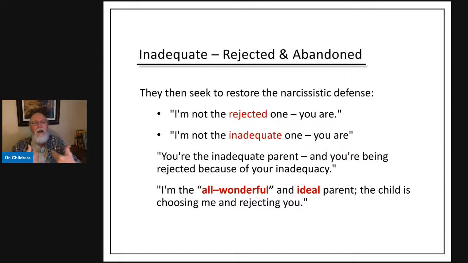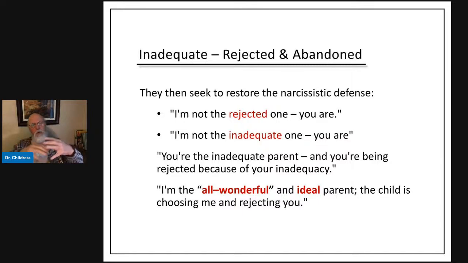So what you're seeing is a defensive attempt to reestablish their self structure, their sense of I'm capable, I'm competent, I'm not the rejected one, you are. I'm not the inadequate one, you are. And so they create the child rejecting you for being inadequate. I'm not being rejected as the inadequate spouse. You are. So you're the inadequate parent, and you're being rejected because of your inadequacy.